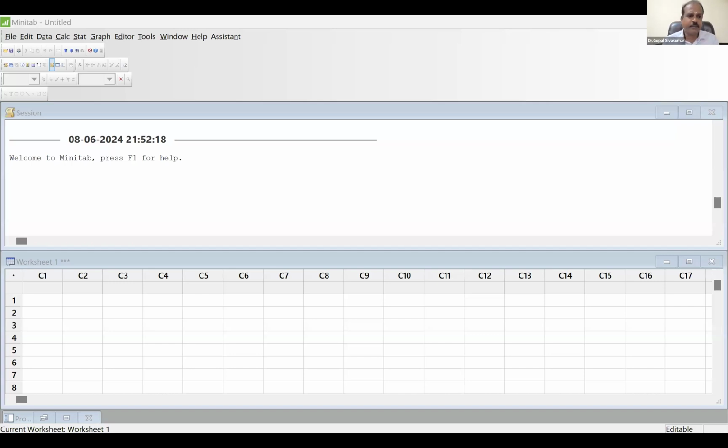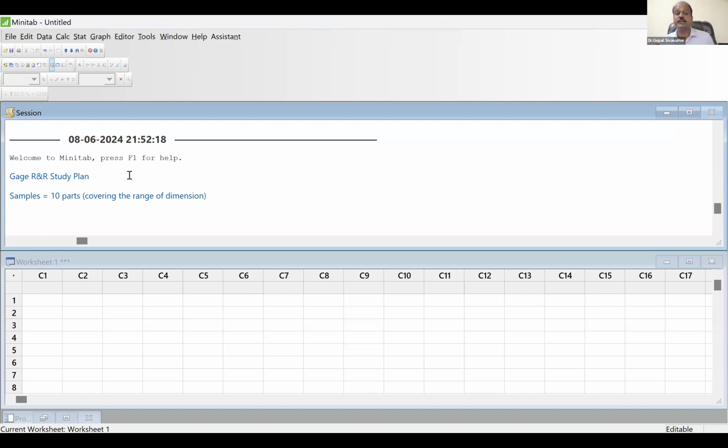Let it open, but I will start telling you the requirements to make your gauge R&R study more effective, right? First requirement, you must include a minimum of 10 samples as part of your gauge R&R study. How many samples? 10 samples. Now I'm showing my Minitab screen. See here, gauge R&R study plan. You must include 10 sample parts, covering the range of dimension.